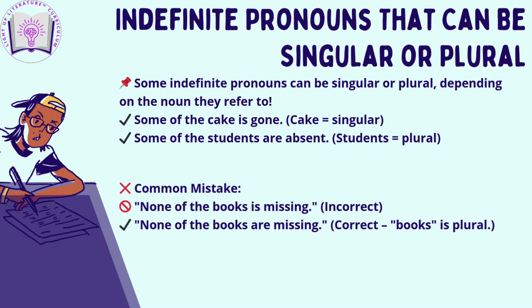Now, another common mistake, none. None of the books is missing. All right, so we see none has its commitment issues. Of the books, books is plural, so we can't use is. We need to use are. None of the books are, because are is plural, and so is books.